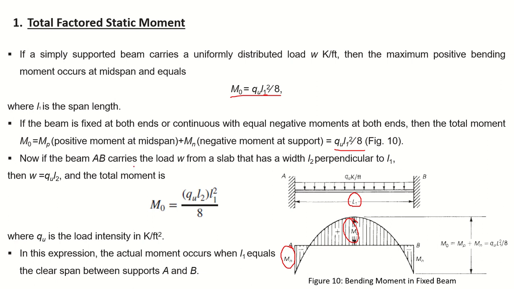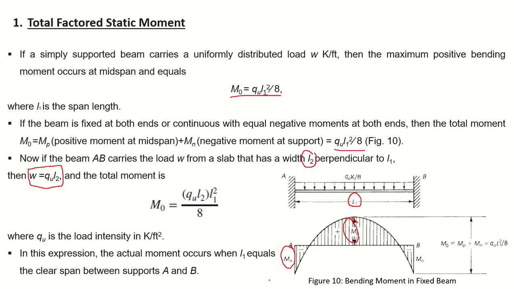Now if the beam AB carries the load W from a slab that has a width L2 perpendicular to L1. Now we are considering a slab where the perpendicular direction of the slab is L2. In order to take the intensity into account, you have to multiply this intensity Qu with this direction L2. So the load W for the slab will be equal to Qu into that perpendicular direction L2, into the same formula L1 squared divided by 8. In this expression, the actual moment occurs when L1 equals the clear span between supports A and B.